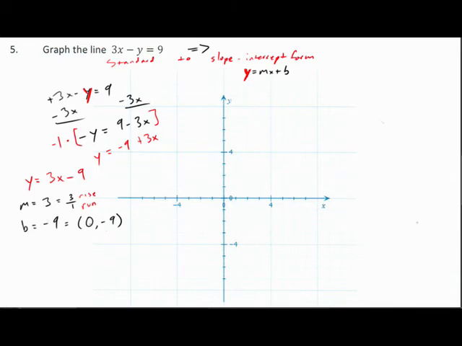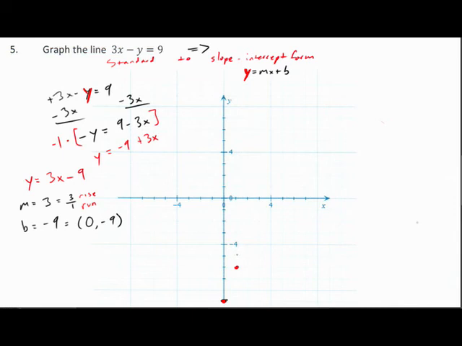So from here, I'm going to graph, start with the coordinate 0, comma, negative 9 and find that on here. So that's 0, negative 5, negative 6, negative 7, negative 8, negative 9. So right here should be negative 9. So I'm going to put the coordinate right there. So my line's going to run through there. And I'm going to rise 1, 2, 3, and over 1.